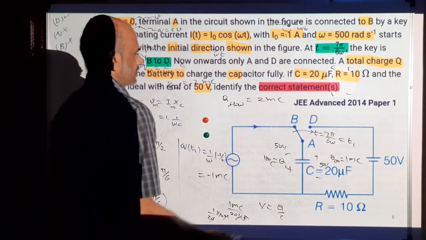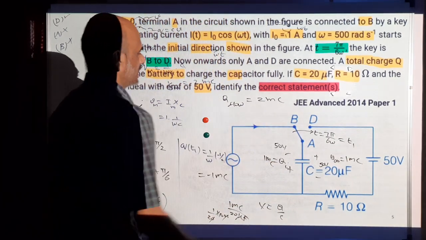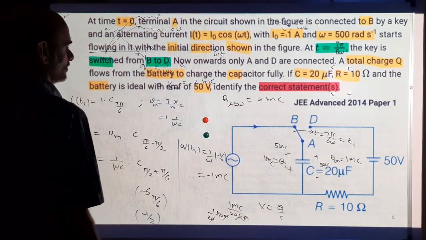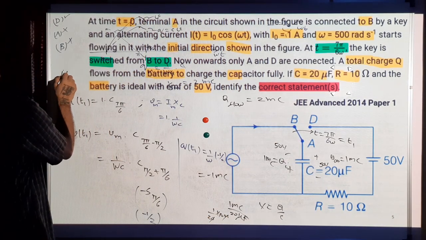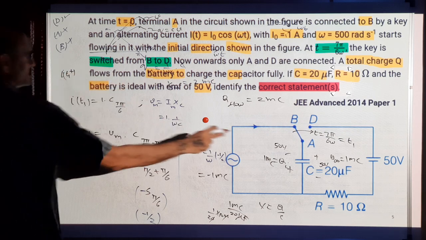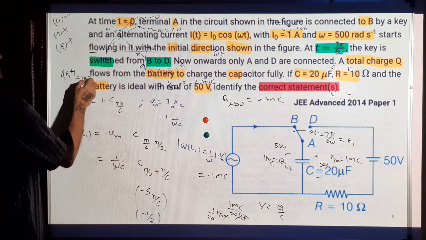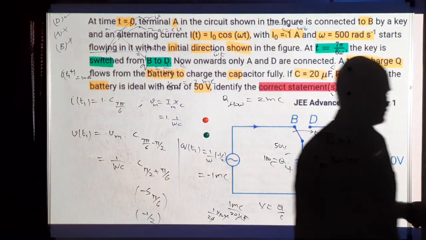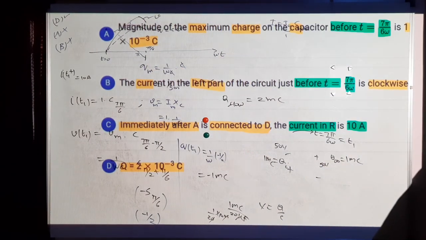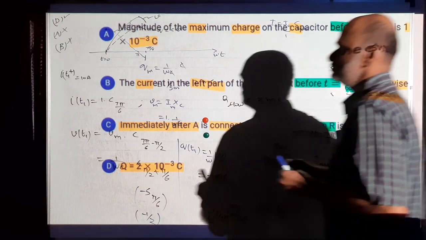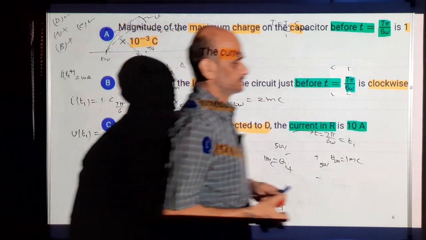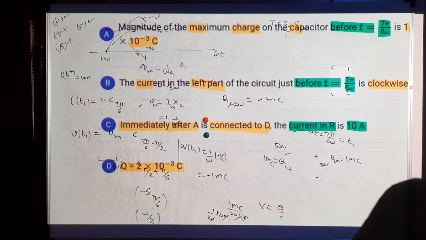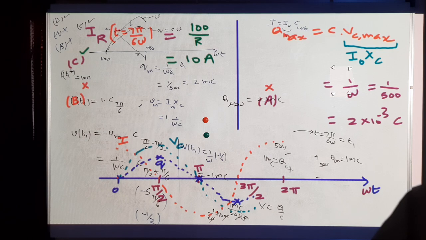So the total voltage is 50 plus 50, 100, divided by 10, which is 10 amps. So as soon as the switch is thrown, the current at T1 plus on the right circuit will be 10 amps, and that will flow through this R. So option C is true. The correct options are C and D. That is the correct answer.